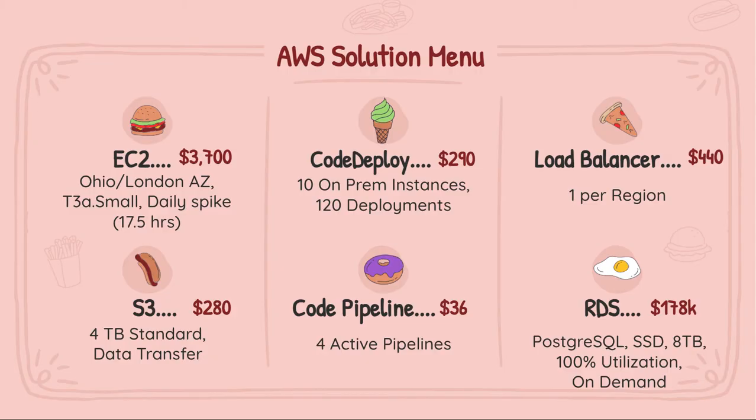CodeDeploy and CodePipeline are pretty inexpensive. You are only able to pay for these monthly. However, some of the decisions that we made for this are to have 4 active pipeline users, and to have an ability to have 10 on-premise instances with 120 deployments throughout the year.